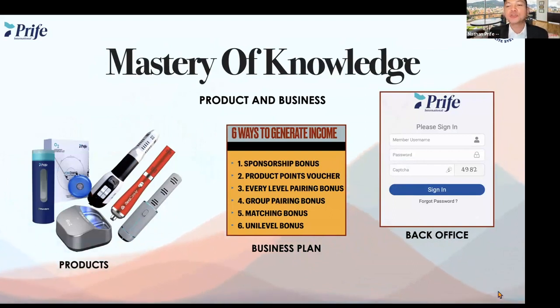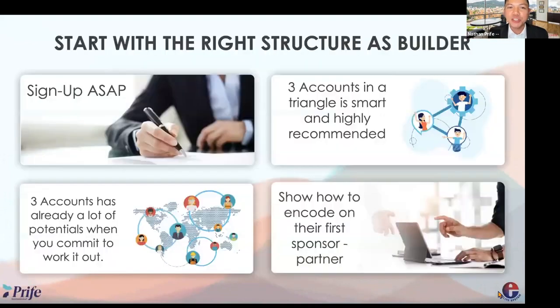As you master that, as you're earning at the same time, you must understand that you've got to have the right structure as a builder. Remember what I've shown you a while ago. This is very important. When you sign up, I suggest you get at least 3 accounts. This is called the triangle account. This is very smart, and this will propel you and prepare you to earn a lot of money, a lot of income with the same effort compared to if you have 1 against 3.